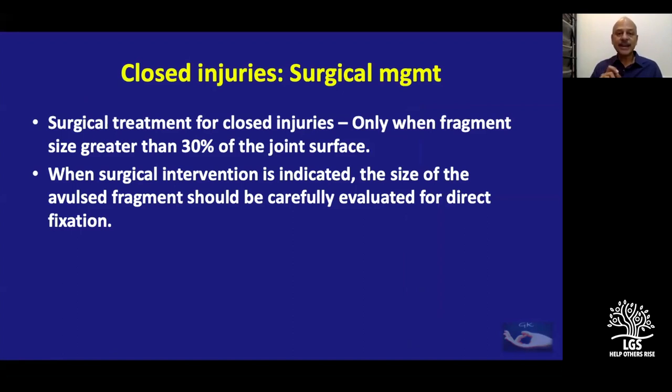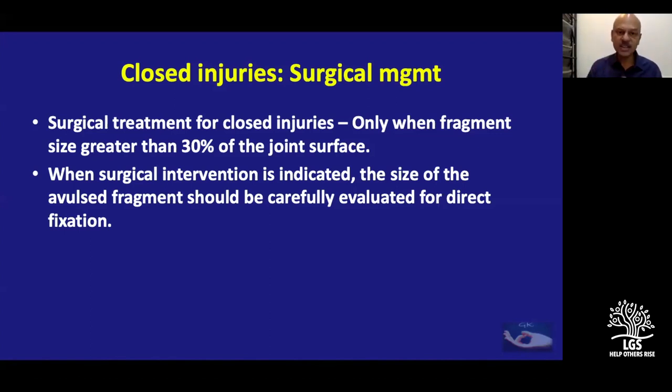Is there an indication for surgical management in closed injuries? Yes. One, when the fracture size is greater than 30% of the joint surface. When surgical intervention is indicated, the size of the avulsed fragment should be carefully evaluated. Now, when there is a fracture fragment more than 30% of the articular surface, we plan for surgical management.